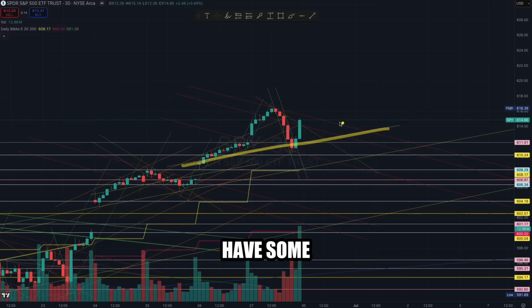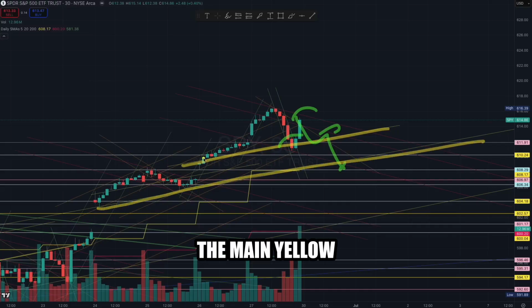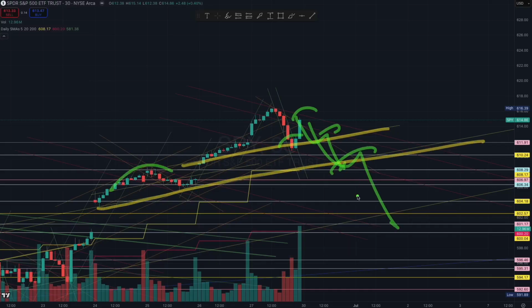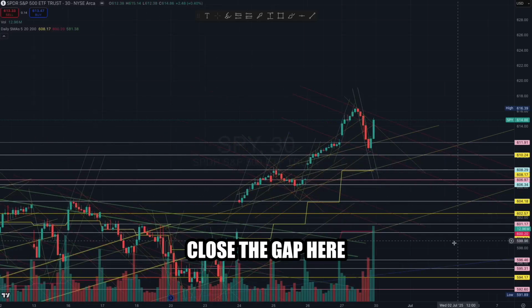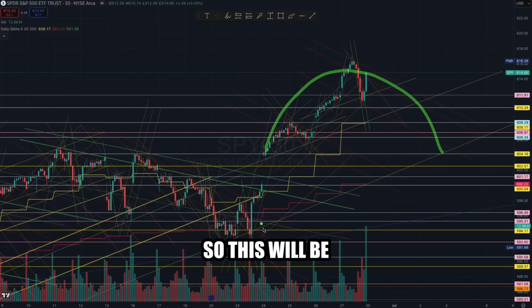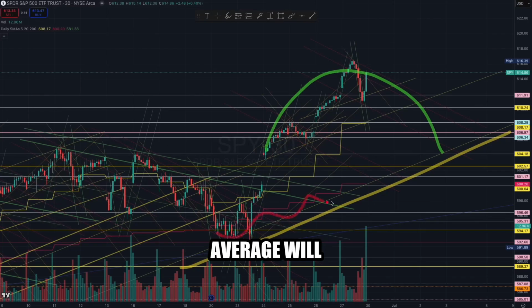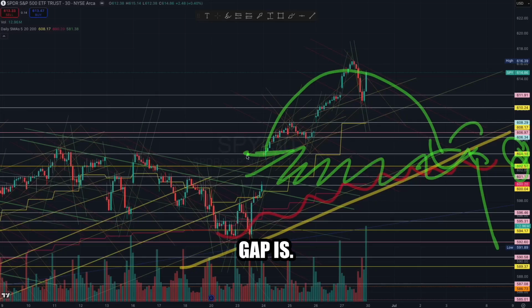Prior to that, we may have some liquidity here, nested structure, before we start grabbing the main yellow algorithm here with the 5-day moving average. 20-day moving average will be a little further down where the gap is, so you must at least close the gap here before we start grabbing more liquidity. So this will be very important. 20-day moving average will probably be here, so let it close the gap, grab more liquidity off that 602, 604 liquidity zone. As I talked about, that's where the gap is. This will be very important if this wants to head down.